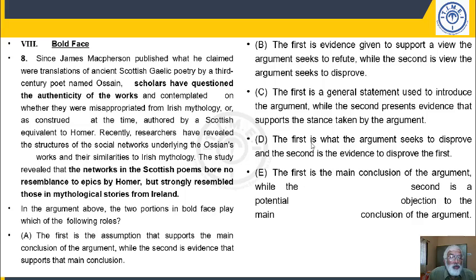And then you realize the boldface are going to ask you typically something related to their roles. What is the role of the first one? What is the role of the second one?